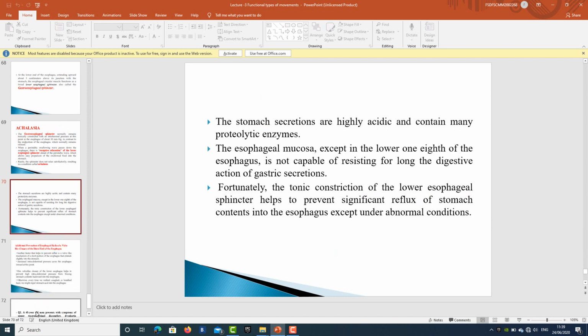The stomach secretions are highly acidic and they contain many proteolytic enzymes, whereas the esophageal mucosa, except in the lower 1/8 of the esophagus, is not capable of resisting for long the digestive actions of the gastric secretions. Fortunately, the tonic constriction of the lower esophageal sphincter helps to prevent significant reflux of stomach contents into the esophagus, except under abnormal conditions.